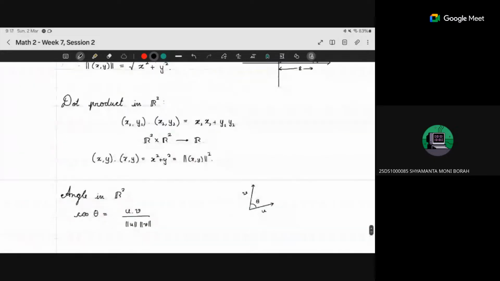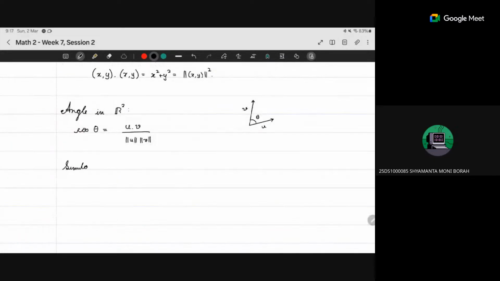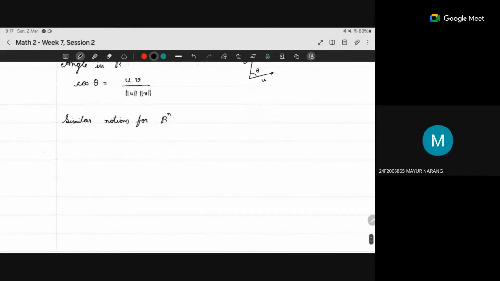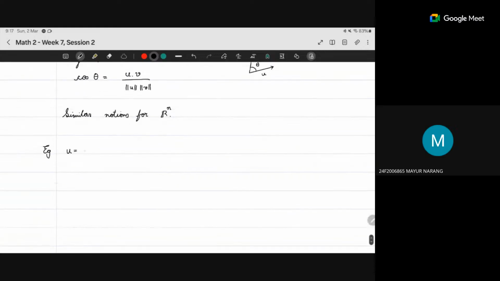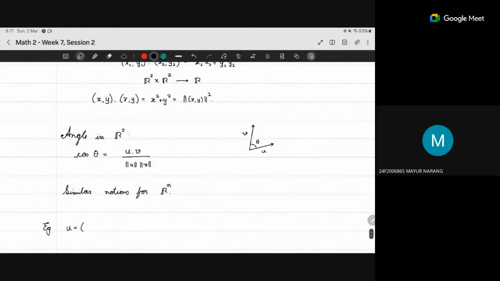So all of this is for R2. I'll just say that similar notions exist for Rn. What if u and v are only 1, 1, then u mode is equal to what? Cos theta is equal to U dot V, the dot product between the two vectors, divided by their norms. So this is also a real number. This is also a real number.